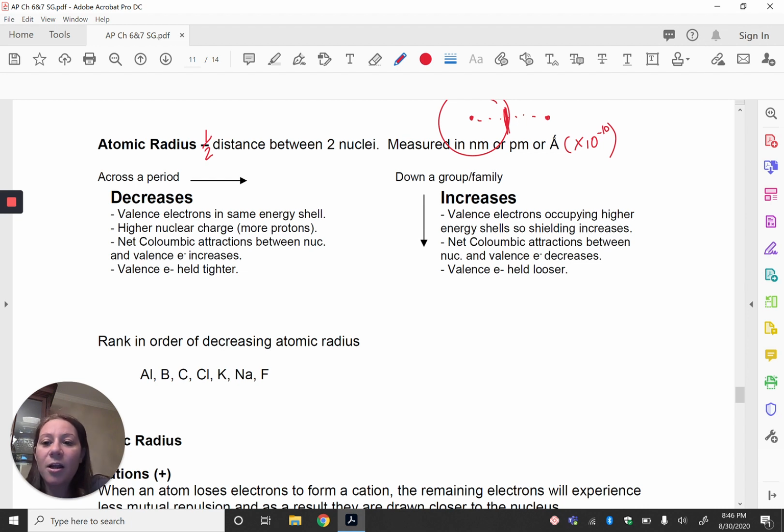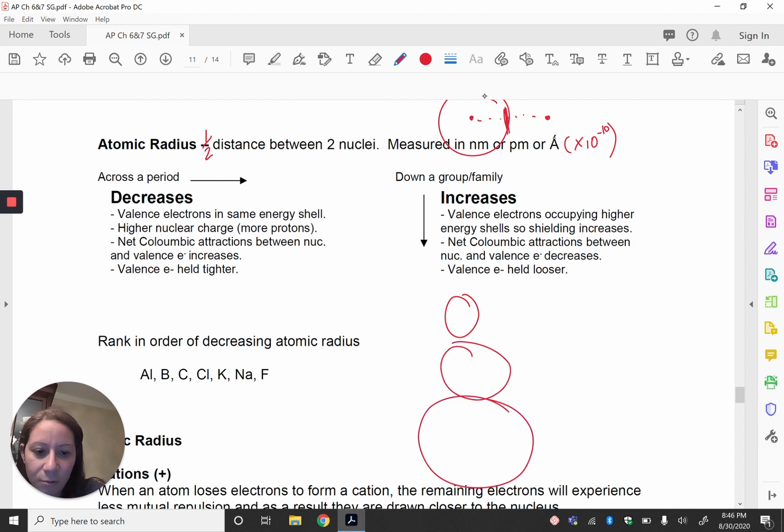So as you go across the period, the size decreases. Remember the one-armed snowman that we drew last year? So as you go across, the size decreases. As you go down, the size increases. Let's think about why that is. Well, it all has to do with Zeff, or the net Coulombic attraction between the nucleus and the valence electrons.